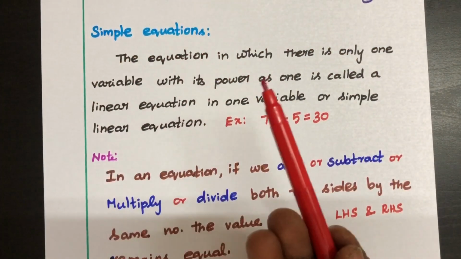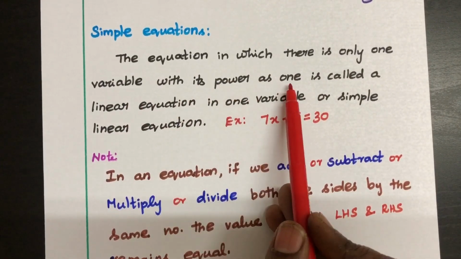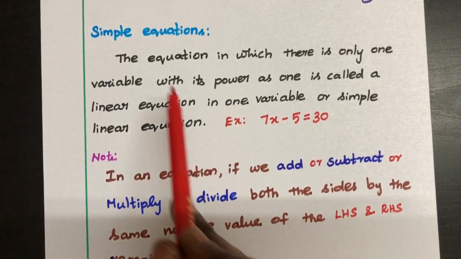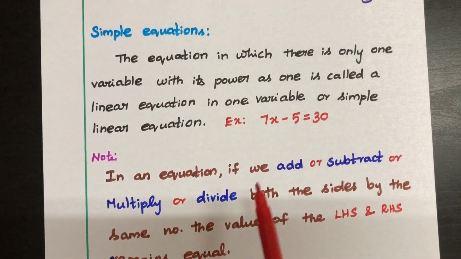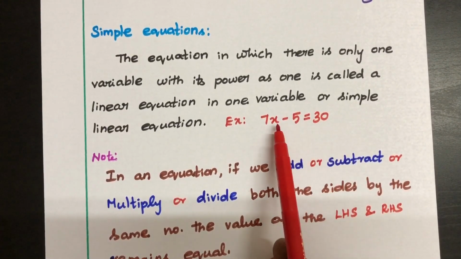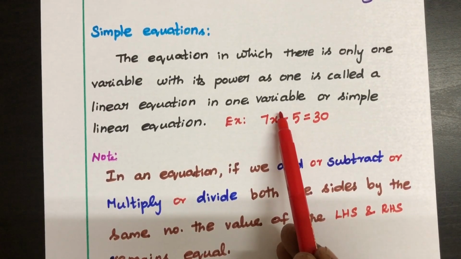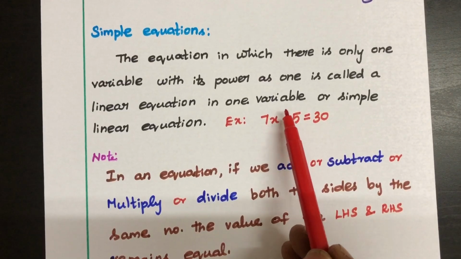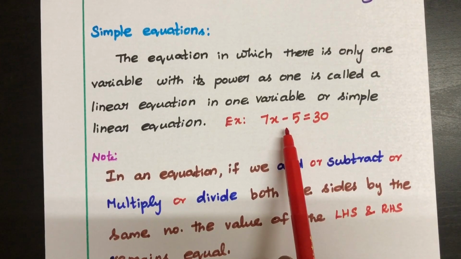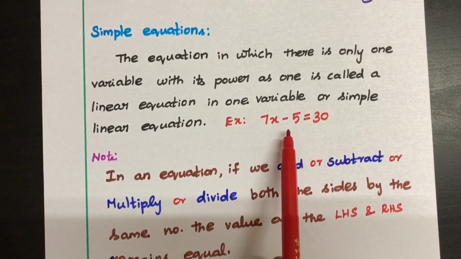Simple equations. What is a simple equation? The equation in which there is only one variable with its power as 1 is called a linear equation in one variable, or simple linear equation. It is nothing but a simple equation. It is very easy. 7x minus 5 is equal to 30. What is the power of the given variable here? Power means x raised to the power. Any power there? Nothing means 1. Always 1. If the power of the variable in the given equation is 1, that is called a linear equation. It is nothing but a simple equation.